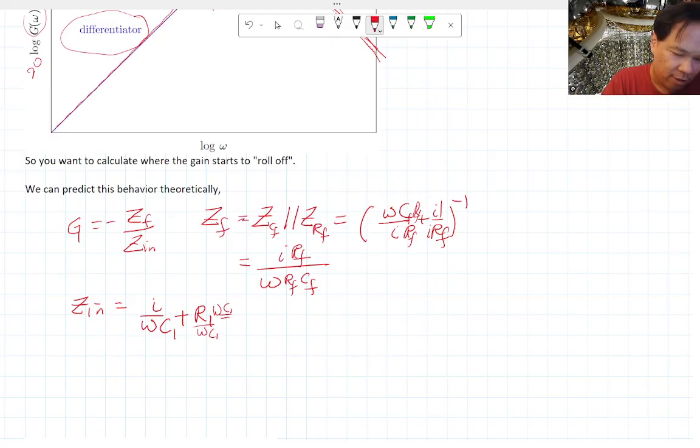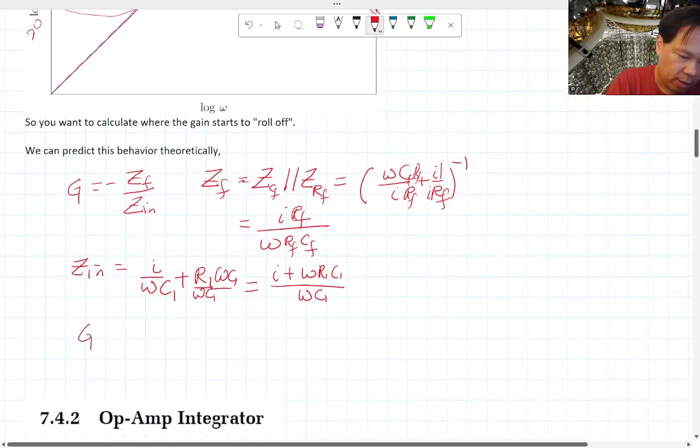Right. The thing that's in the fraction is just omega C1. In fact, I'm going to clean this up a little bit. Omega C1, omega C1, because I'm just multiplying by 1. So the numerator becomes 1 plus omega R1 C1. The denominator becomes omega C1.